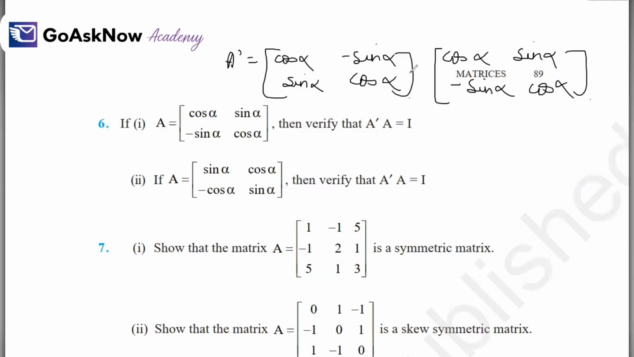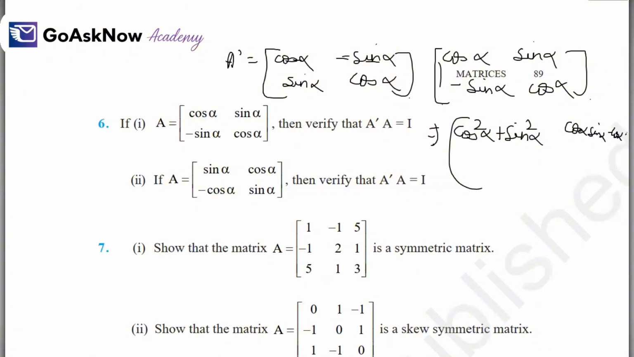Okay. When you multiply this, you will get what? Here you just multiply this to this. So it will be cos square alpha plus sine square alpha. Okay. In this row, you will get what? Like in this row and column, you will get cos alpha sin alpha minus cos alpha sin alpha.